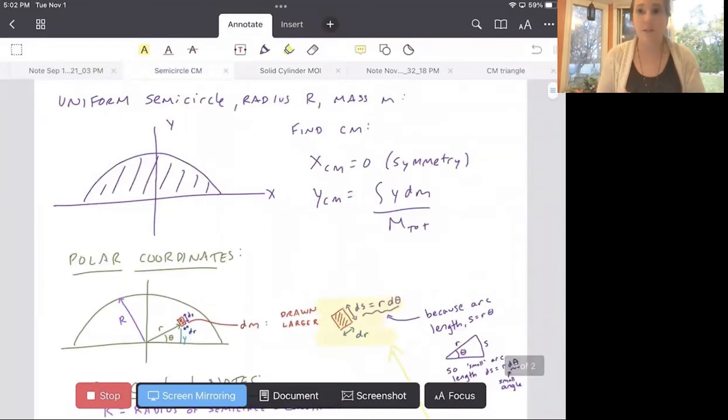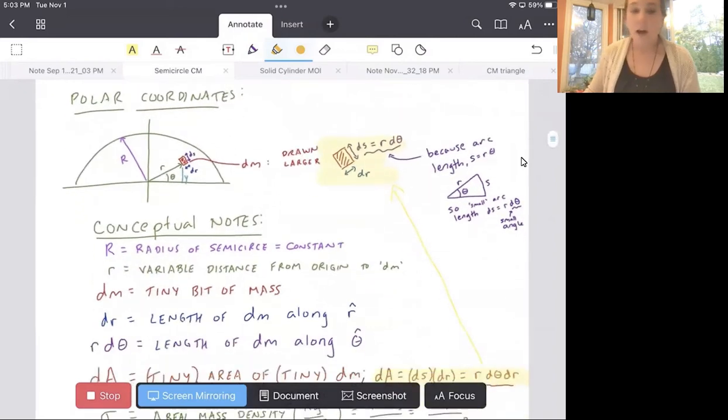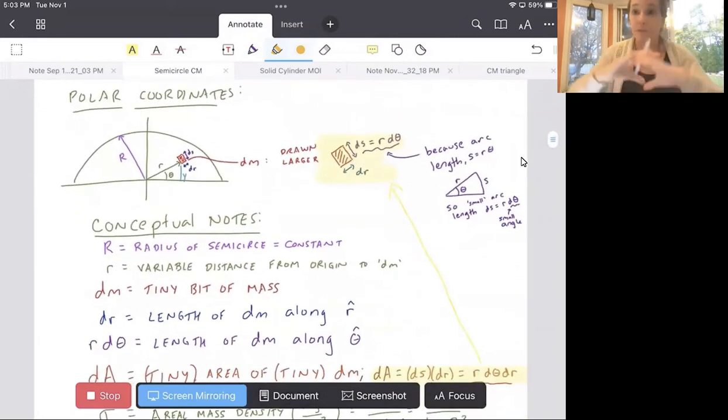So for center of mass integrals, remember that a big difference is that these variables in the center of mass, the y, for example, in the integral y dm, that's now the actual position y relative to the origin. And so what we did in class, this is the one that we worked through in class, we have the polar coordinates for this semicircle.